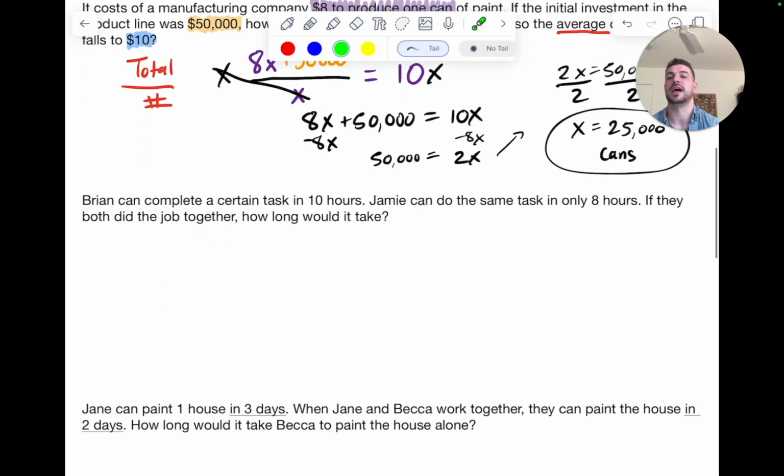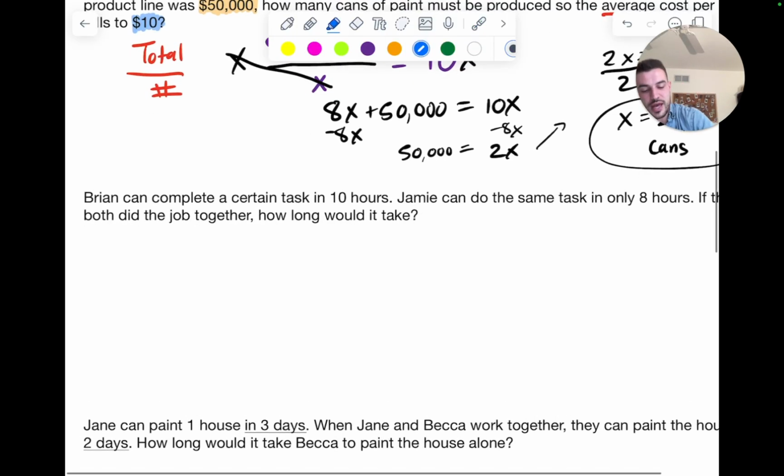Up next, we have our work problems. All right, so work problems are going to be a little bit different. It says Brian can complete a certain task in 10 hours. Jamie can do the same task in only 8 hours. If they both did the job together, how long would it take? All right, so let's think about this for a second. So we have how long it would take Brian to do it on his own.